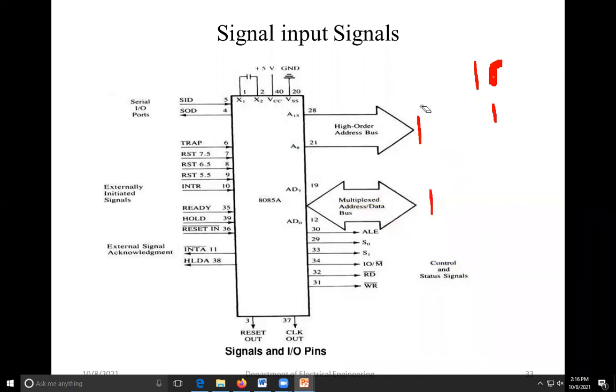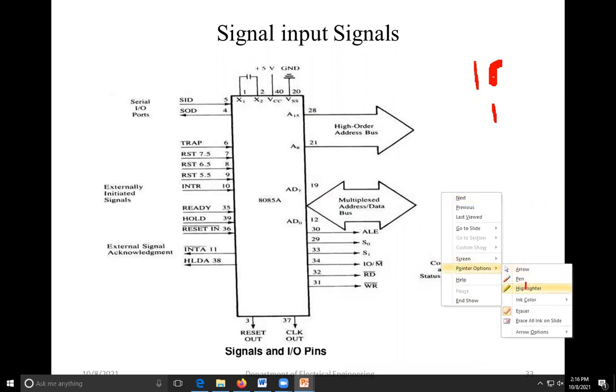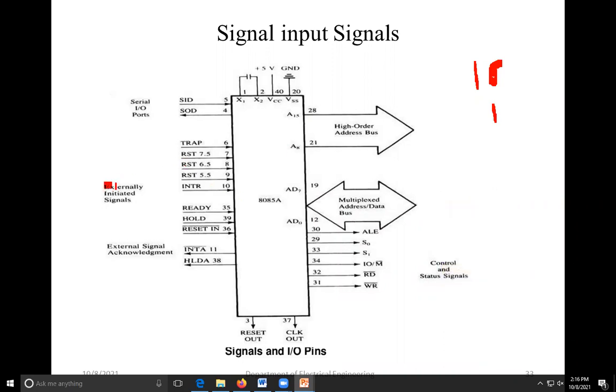After that we have to go to TRAP. These are the external interrupt signals. How many interrupt signals are there? One, two, three, four, and five. So this is TRAP too. These are the five pins.